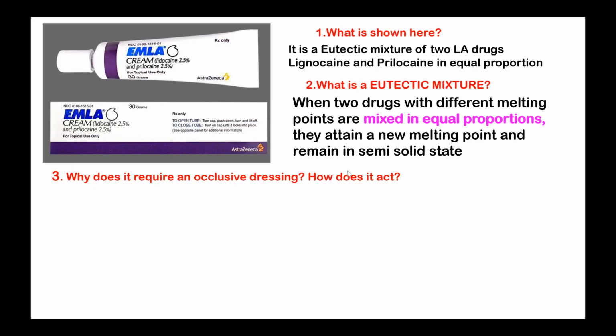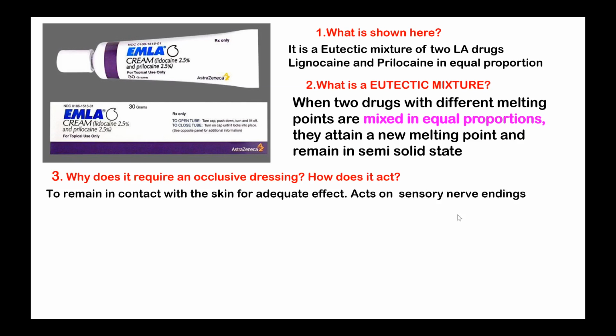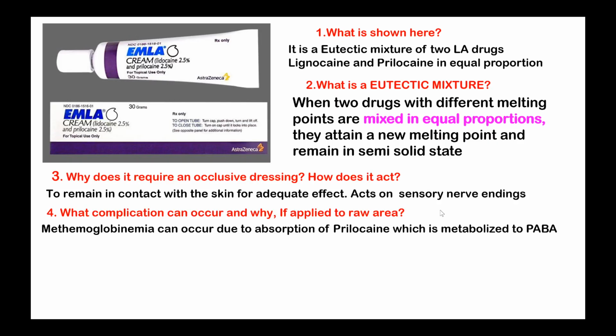And what is the mechanism of action? How does it make the area numb? It acts on the sensory nerve endings. So it will remain in contact for adequate effect without evaporation. That is the need for occlusive dressing. It acts on the sensory nerve endings. What complications can occur and why if it is applied to raw areas? Contraindication, it should not be applied on a raw wound. Methemoglobinemia, sir, with prilocaine. Methemoglobinemia can occur due to absorption of prilocaine.